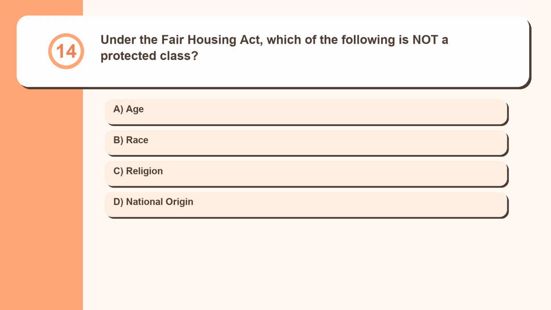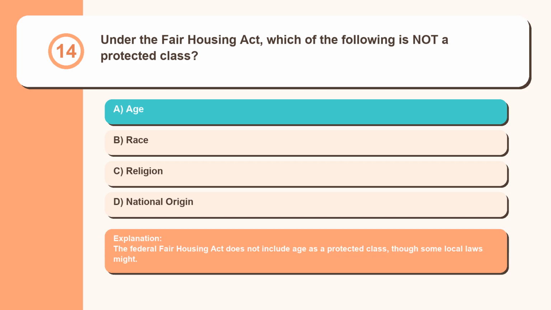Question 14. Under the Fair Housing Act, which of the following is not a protected class? Age, race, religion, national origin. The Federal Fair Housing Act does not include age as a protected class, though some local laws might.